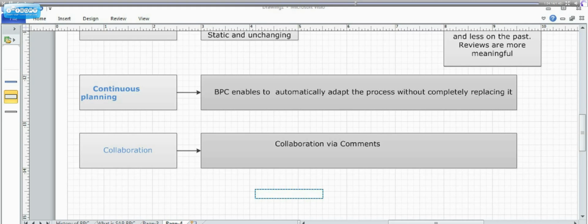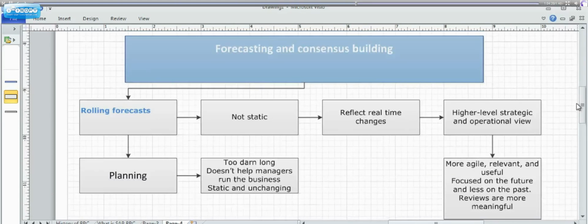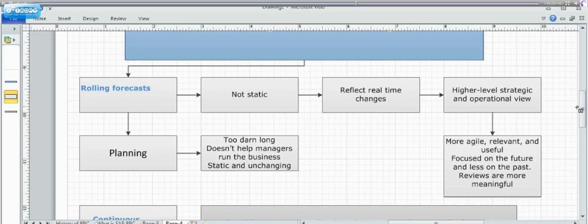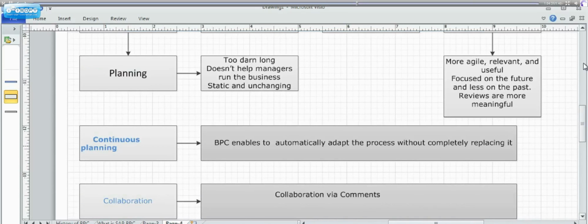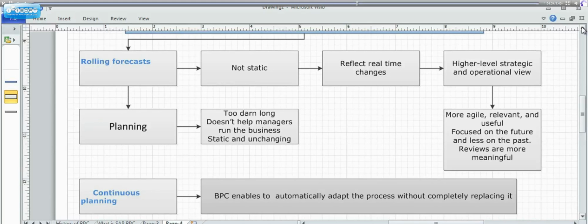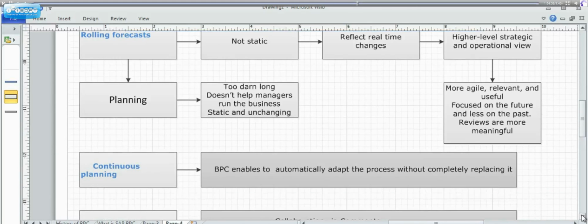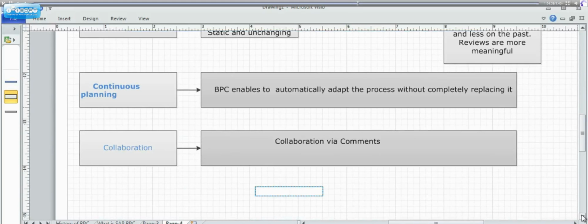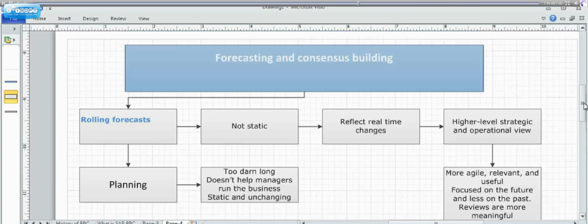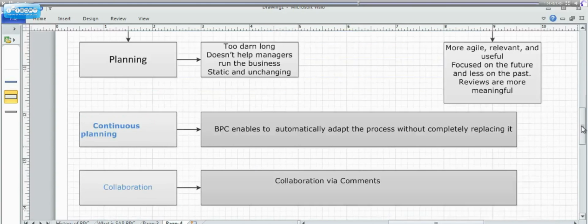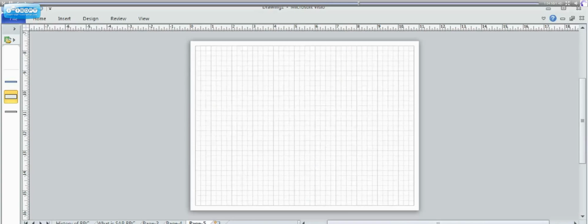Okay, now as we have seen some internal factors for why BPC plays a relevant role in organizations, that is, rolling forecast and its comparison with planning, and then comes the matter of how rolling forecast also enables continuous planning, and why internal collaboration is also important with regards to implementation of BPC with regards to forecasting and consensus building. So now let's look at the other factor.